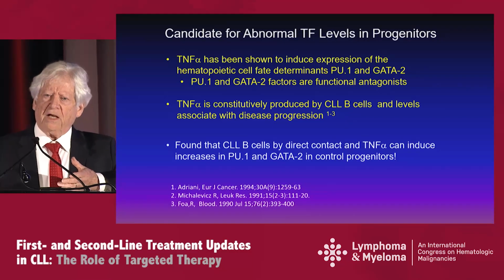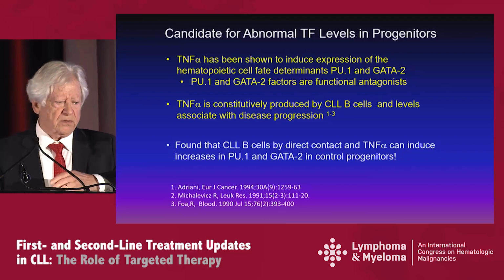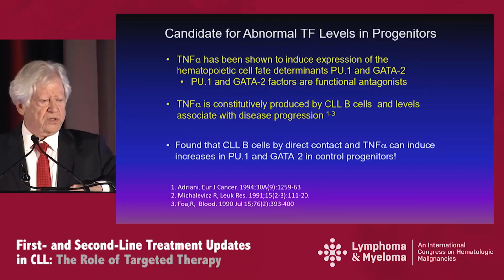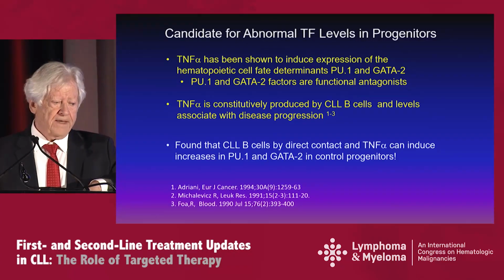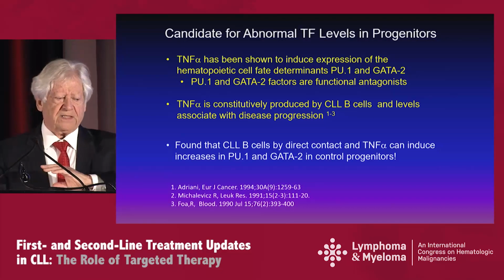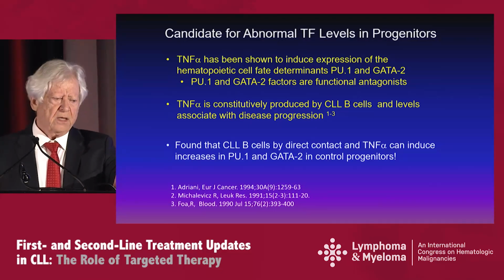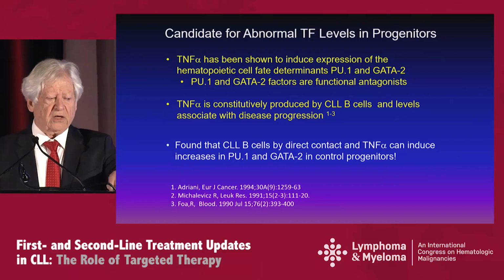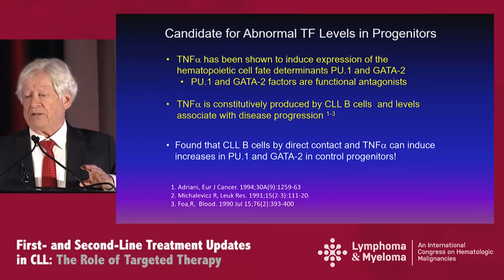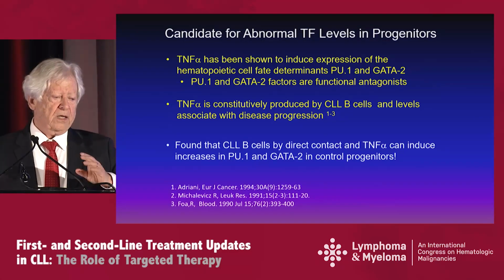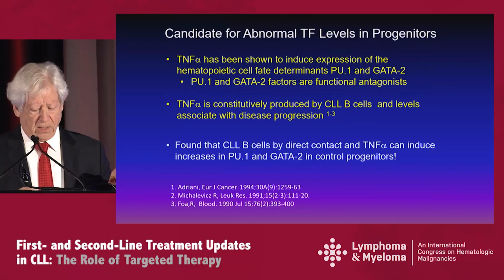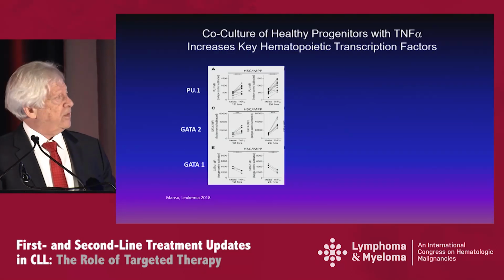And it turns out that TNF-alpha is produced by CLL B cells, and their levels associate with disease progression. We have subsequently found that CLL cells, by direct contact and TNF-alpha, can induce increases in PU1 and GATA2 in the hematopoietic progenitors. And I'll show you an example of that in the next slide.